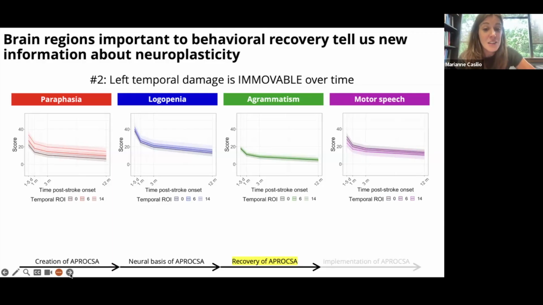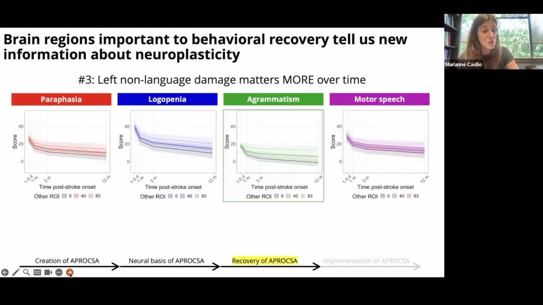All right. Our last finding that I wanted to go over is about those non-language areas, right? That other ROI, which was beyond the ones that we were talking about. We found an opposing effect to the frontoparietal ROI, and that we found that at least statistically significant finding, and a pretty robust and large one, was that damage to non-language areas for agrammatism matters more over time.